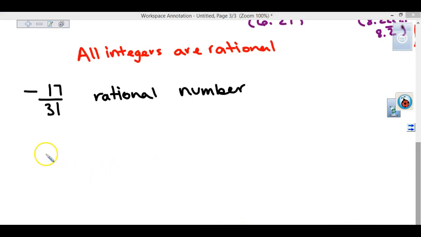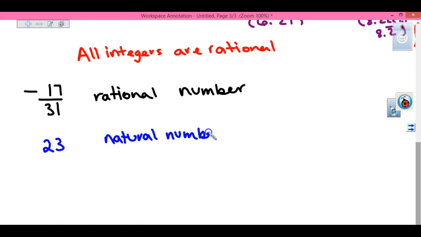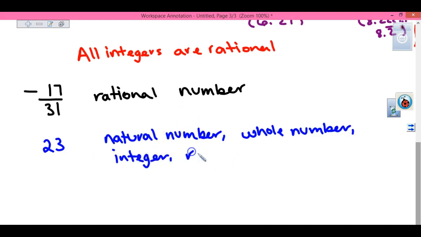Let's say we have the number 23. Is 23 a natural number? Yes. Is 23 a whole number? Yes. Is 23 an integer? Yes. Is 23 a rational number? Yes. It is a rational number. It can be written in fraction form. What about as a decimal? Wouldn't it be 23.0? It's a terminating decimal.